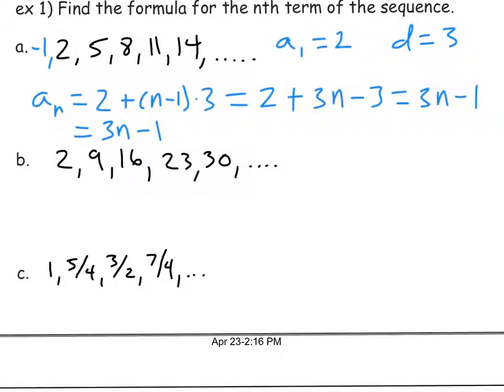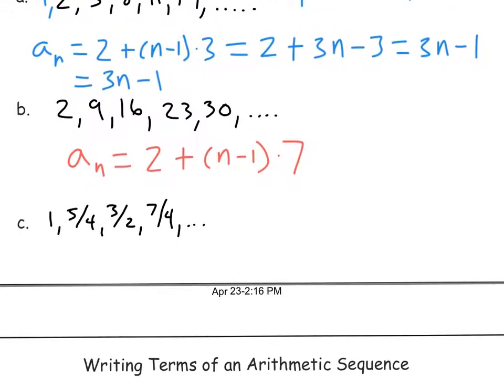For the rest of these, I'm going to stick with n minus 1, just because I think it's easier. First term, again, is 2 plus n minus 1. All I have to multiply n minus 1 by is the common difference. And just from looking at that sequence, it looks to be 7 is the number that's added each time. Both of those involve addition.